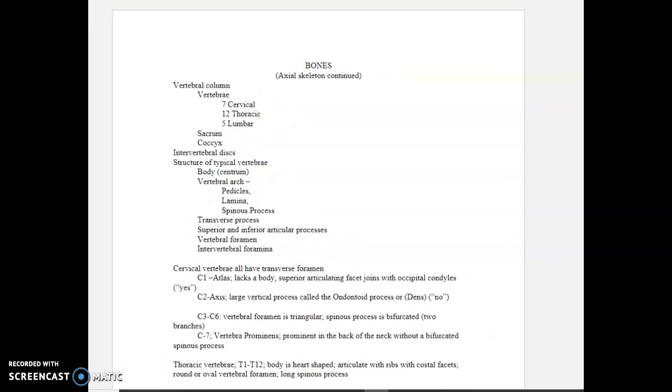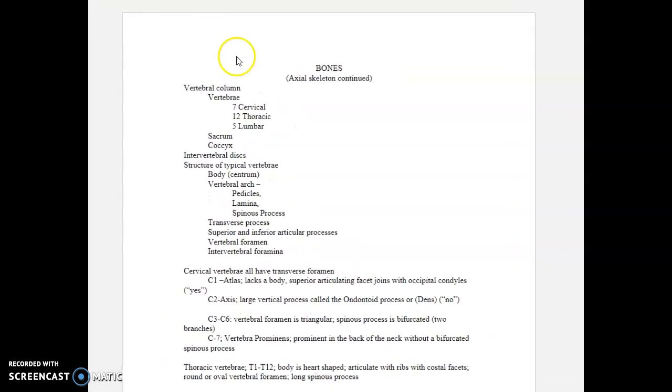Okay, we started the axial skeleton past the skull by already introducing the vertebral column. So let's do a quick review, look at our structure list, and then let's fill in some of the more details on this. Notice we have our actual numbers of our vertebrae. So we have 7 cervical vertebrae, numbered C1 through C7, 12 thoracic, numbered T1 through T12, 5 lumbar, numbered from top to bottom, L1 to L5. Then we have our sacrum and our coccyx, which are basically fused vertebrae.